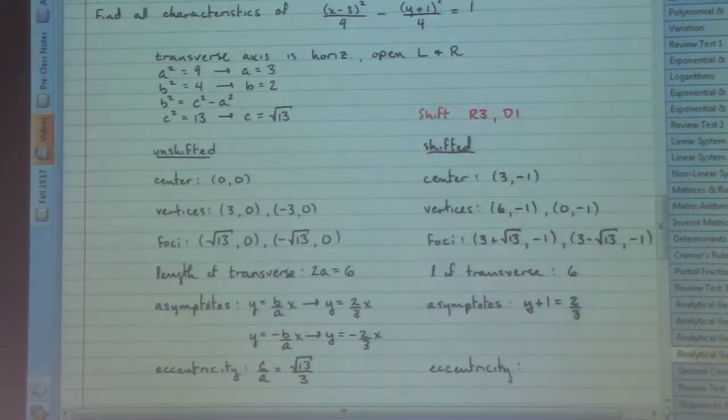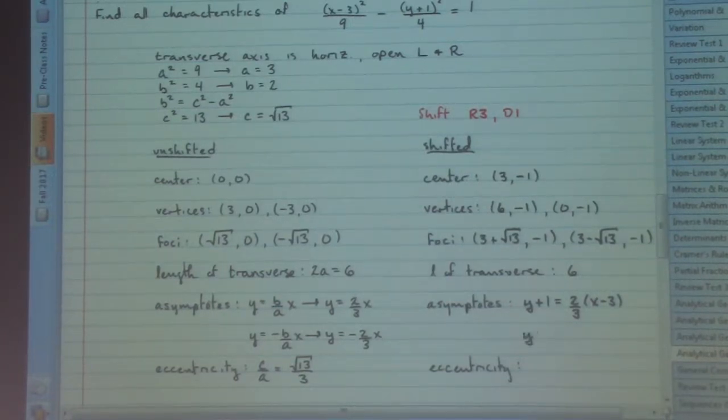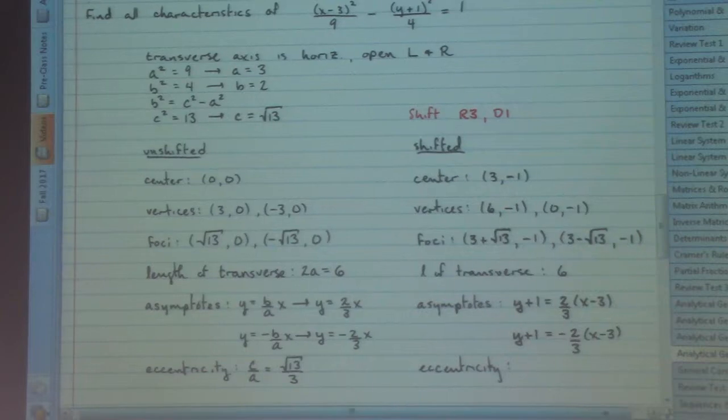2/3 x, not an x anymore. It's a parentheses x minus 3. For the other equation, instead of y, we put in the y plus 1. Instead of x, we put in the parentheses x minus 3. And this gives us something that we can work from.